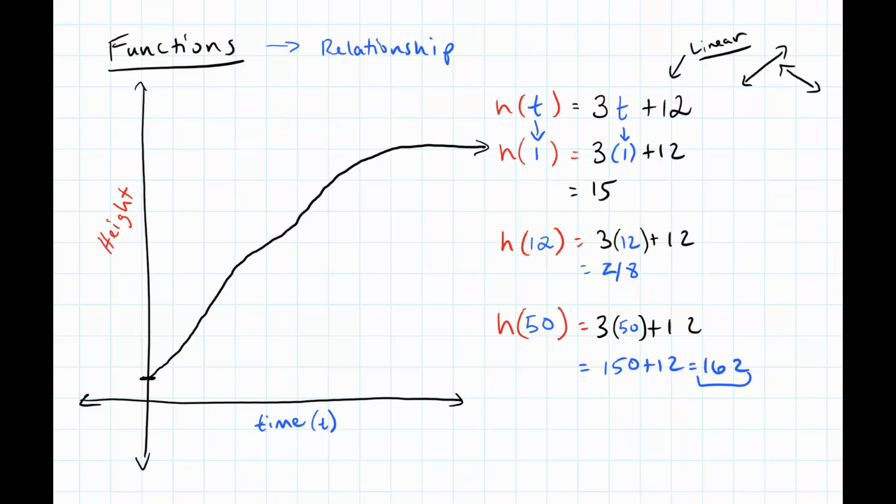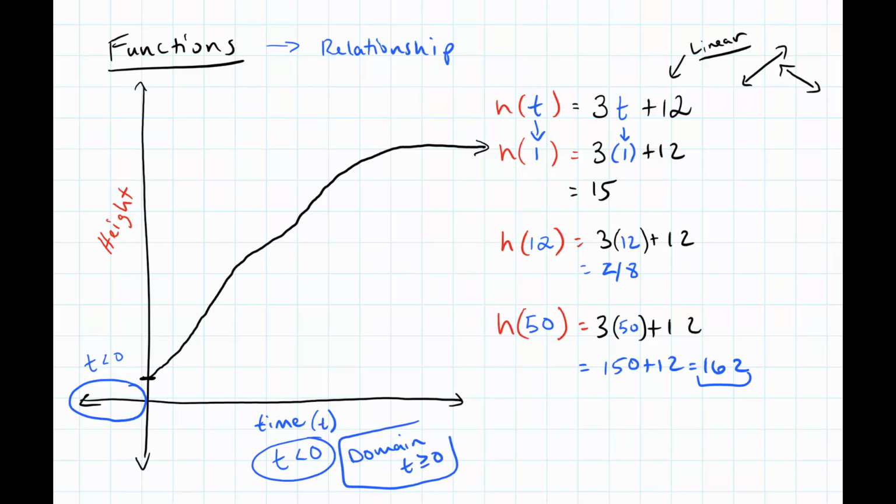Well, I'm hoping that one of the things you noticed is that t cannot be less than 0. That would be like going back in time. Before I was born, I didn't have a height. So you'll notice that there is no part of the graph over here where t is less than 0 or where time is negative. And that is what is called the domain. In this case, the domain is actually not the things that t can't be, it's the things that t has to be. So t has to be greater than or equal to 0.